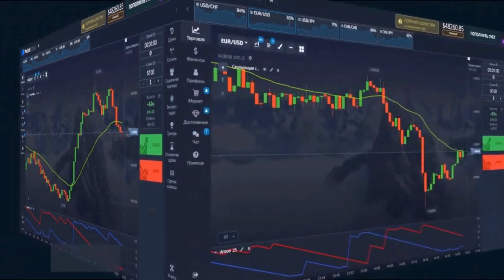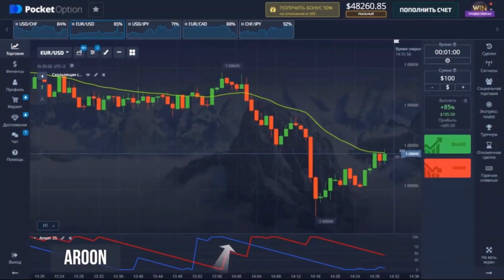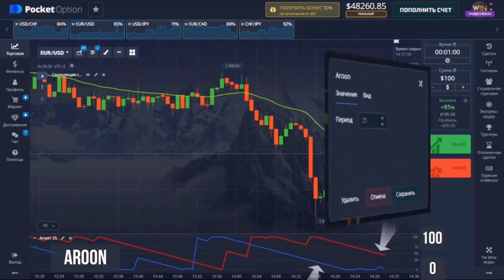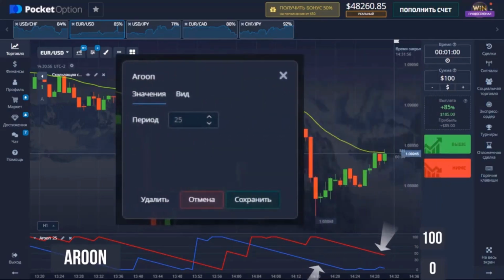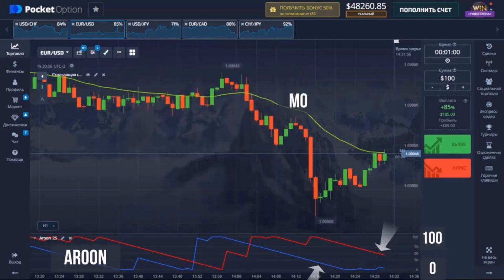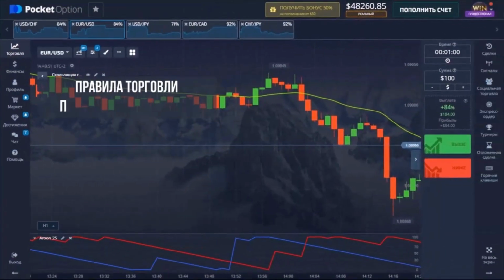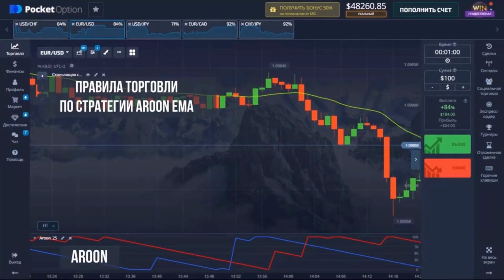Aroon is an oscillator consisting of two lines with positive and negative values moving within a range from 0 to 100, and its settings should be left unchanged at the default period of 25. While in the moving average indicator, you must set the period to 30 and switch the moving average type to EMA. The trading rules for the Aroon EMA strategy are very simple, and since Aroon is an oscillator with two types of lines, you need to watch for their crossovers.